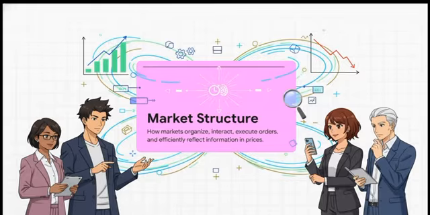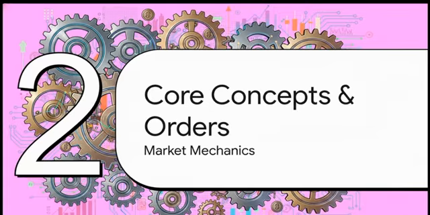Market structure isn't just about matching a buyer and a seller. It's about how incredibly fast a new piece of information, like a surprise earnings report or some unexpected economic data, gets digested by the entire market and permanently baked into the price of a stock. Moving right along to Part 2, core concepts and orders.